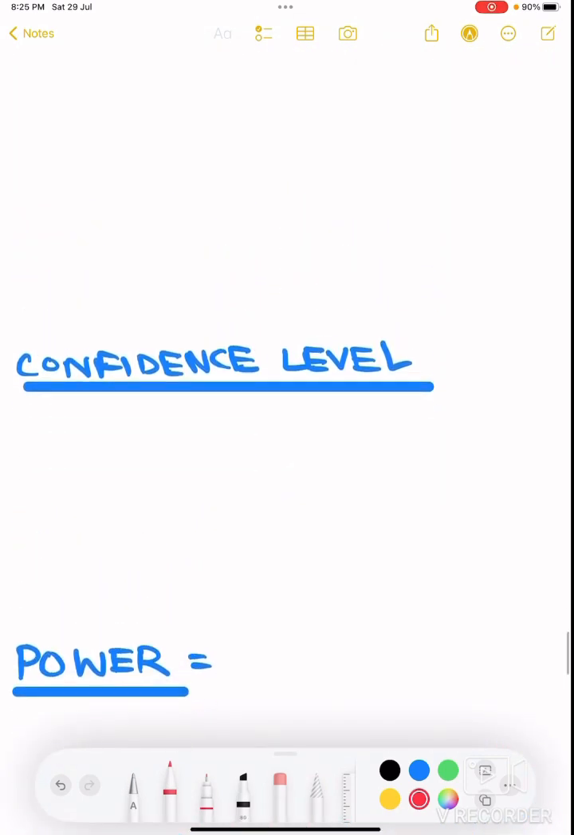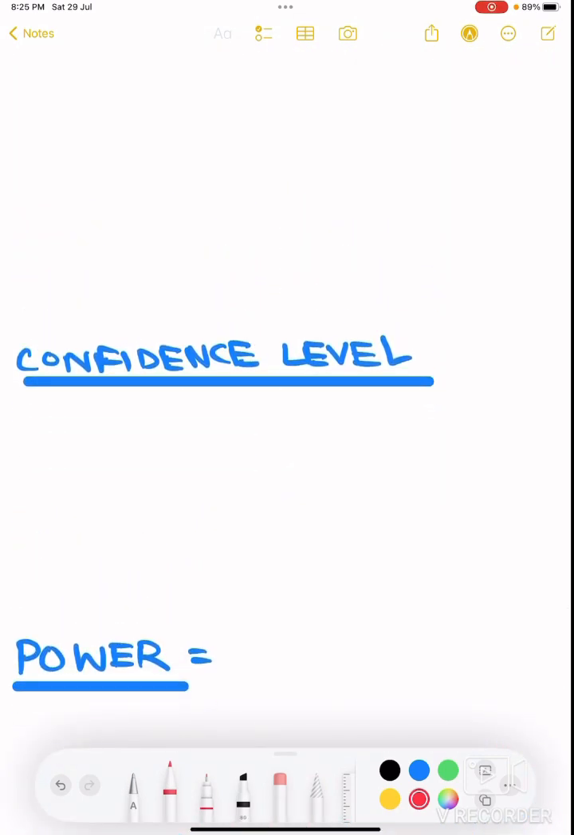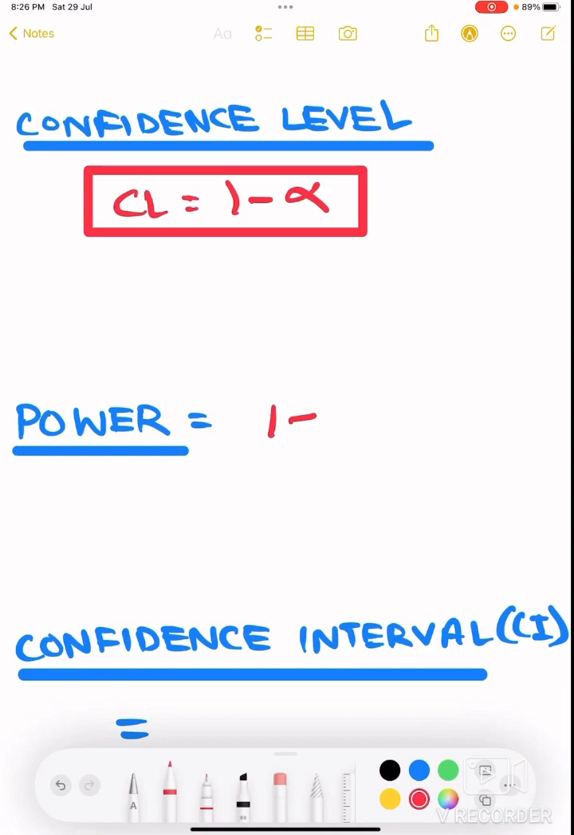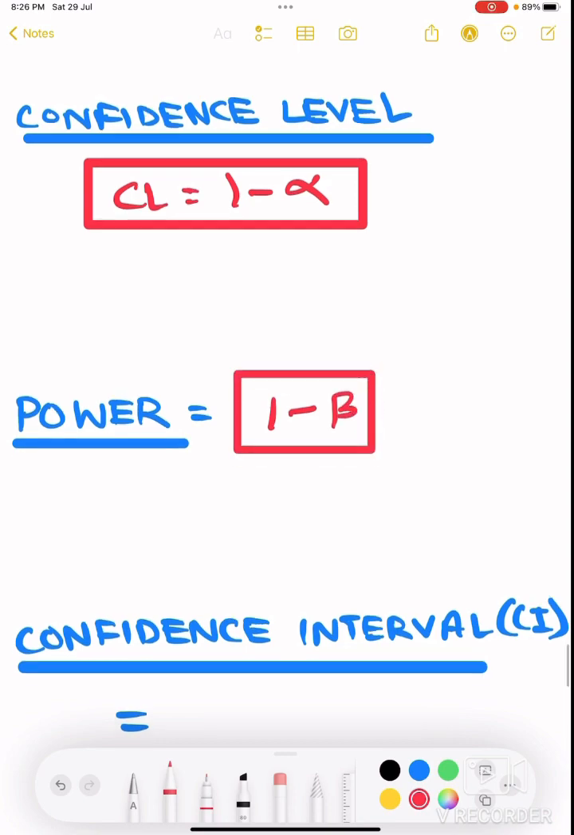So now you are ready to understand confidence level, right? So what is confidence level? Confidence level is 1 minus alpha, right? What is alpha? It is a type of error. So if we subtract alpha from 1, it means confidence level. And what is power? It is 1 minus beta. It is another type of error we already saw above.